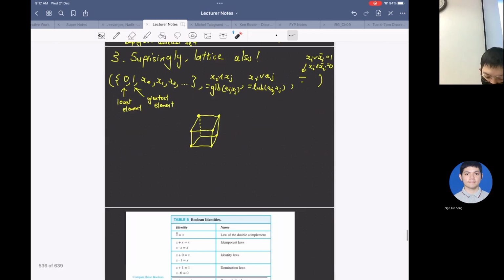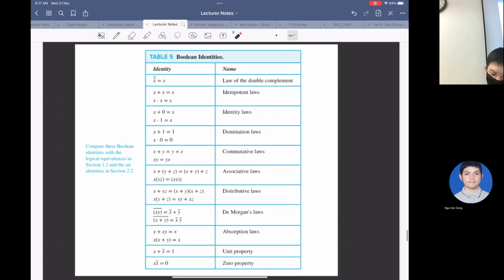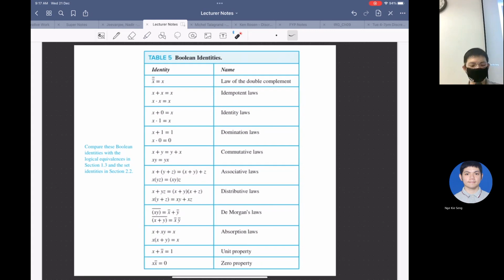Okay. So let me remind you this table again. So this is what the Boolean algebra will satisfy. But we can see that we only need 5 of the laws to define Boolean algebra. So how about the other laws?